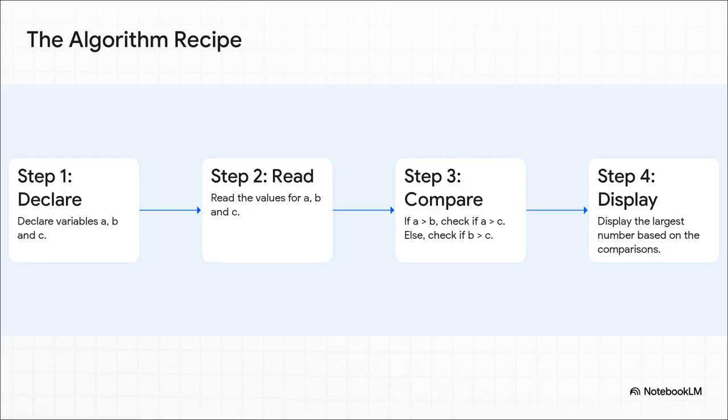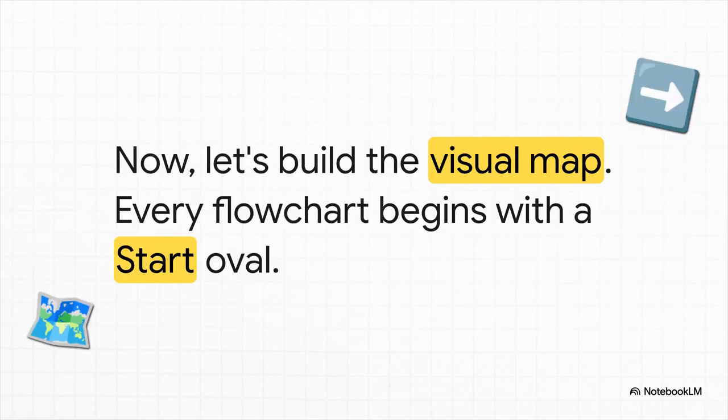First, we make our recipe, the algorithm. Step 1, we get our three numbers. Let's call them A, B, and C. And then step 2 is where the real thinking starts. We have to use if statements to compare them. We ask, is A bigger than B? And depending on that answer, we then have to check against C. We follow that logic all the way down until we know for sure which one is the largest. Okay, recipe's done. Now let's build that visual map.